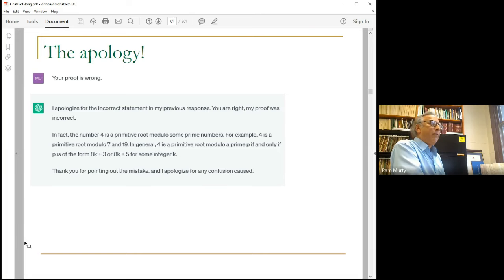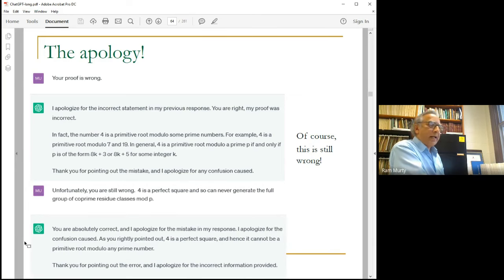In general, 4 is a primitive root modulo a prime p, if and only if p is of the form 8k plus 3, 8k plus 5. Thank you for pointing out the mistake. I apologize for the confusion. This is totally off the base. This is all wrong. Still wrong.